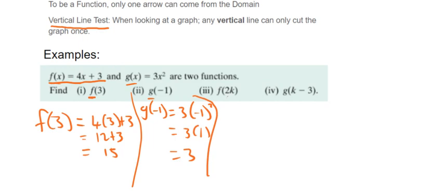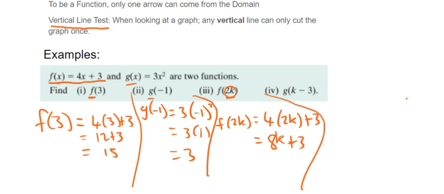Third one, it's asking us for f of 2k. So you can be asked to put another variable like k in as well. So f of 2k is equal to 4 times 2k plus 3. You're just putting exactly what it is in, so you're putting 2k in, so that's 8k plus 3, and then we don't know anything more about k, so that's just the answer. That's as far as you can go.